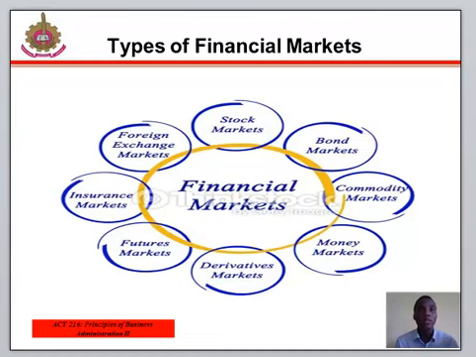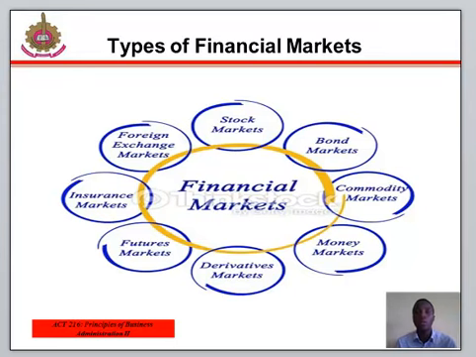Types of financial market. The following are the types of financial markets worldwide: stock markets, foreign exchange markets, bond markets, insurance markets, futures markets, money market, derivative market. However, financial markets can be divided into capital markets and money markets. Also, capital markets can be divided into stock markets and bond markets. Stock market can be subdivided into primary market and secondary market.